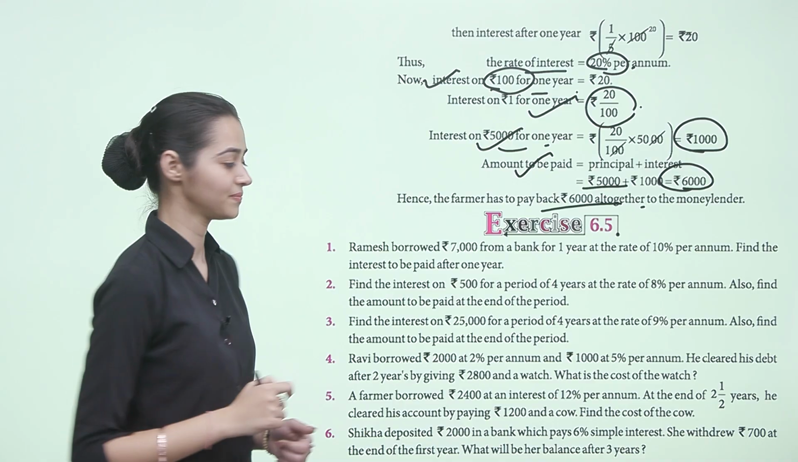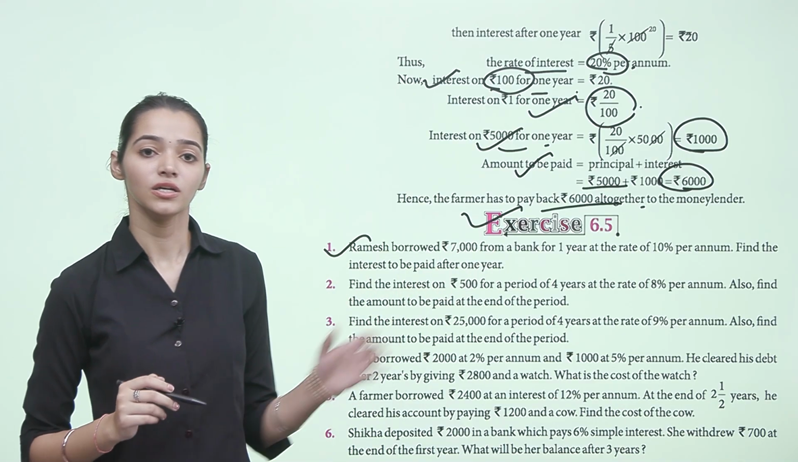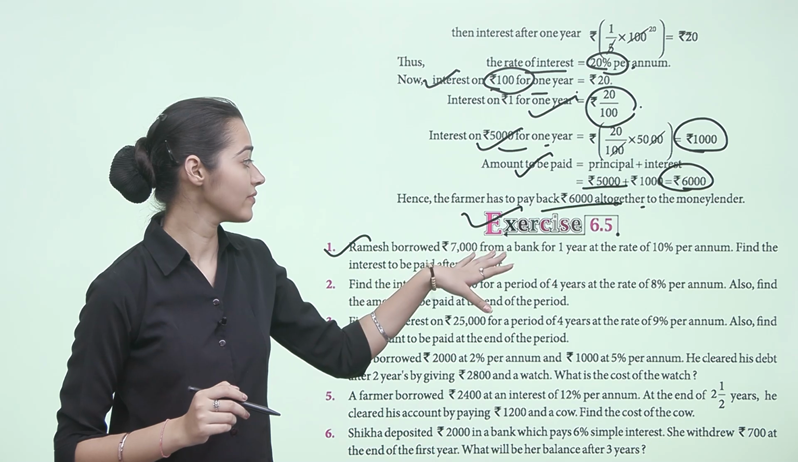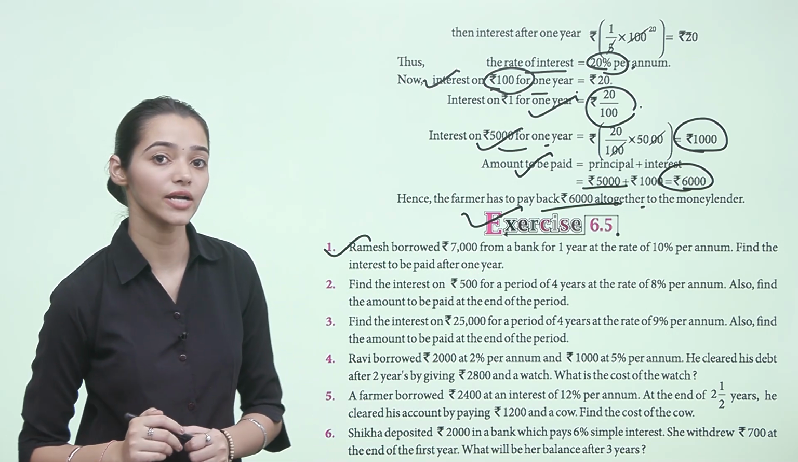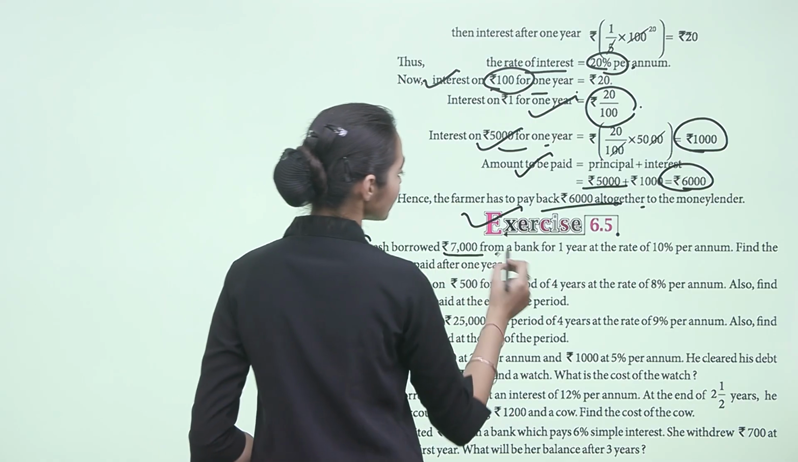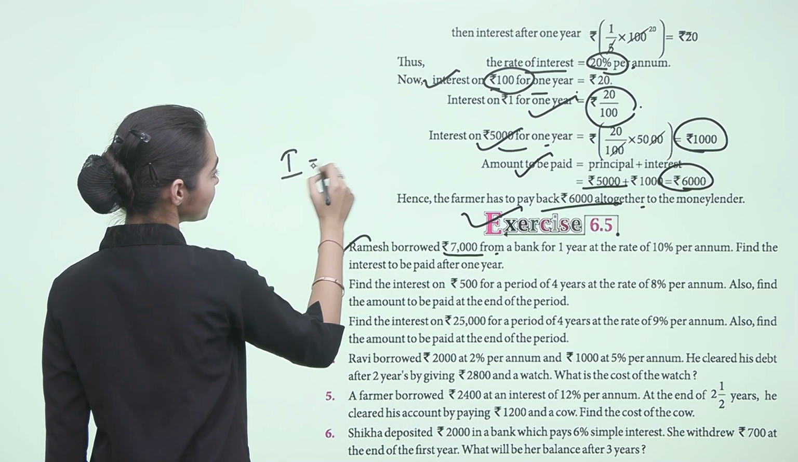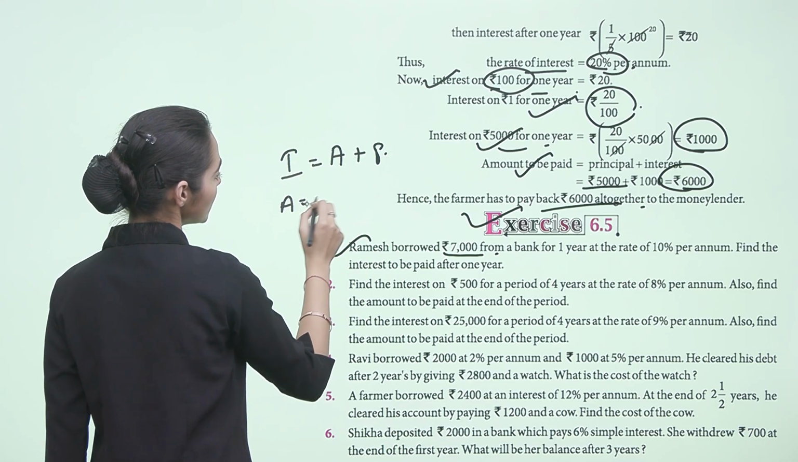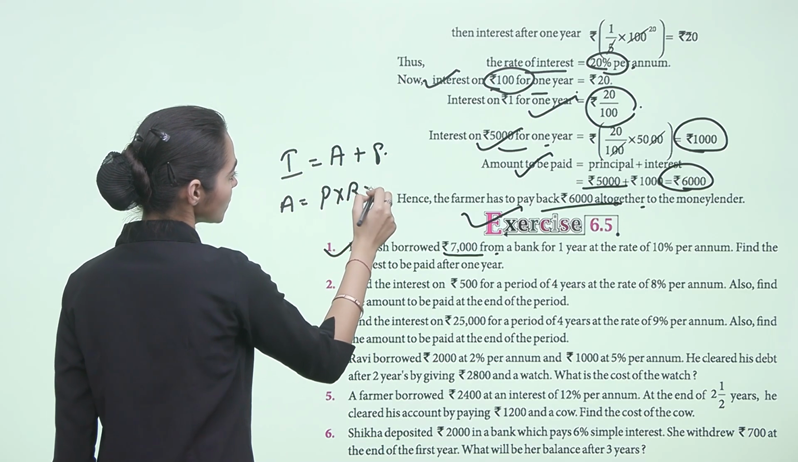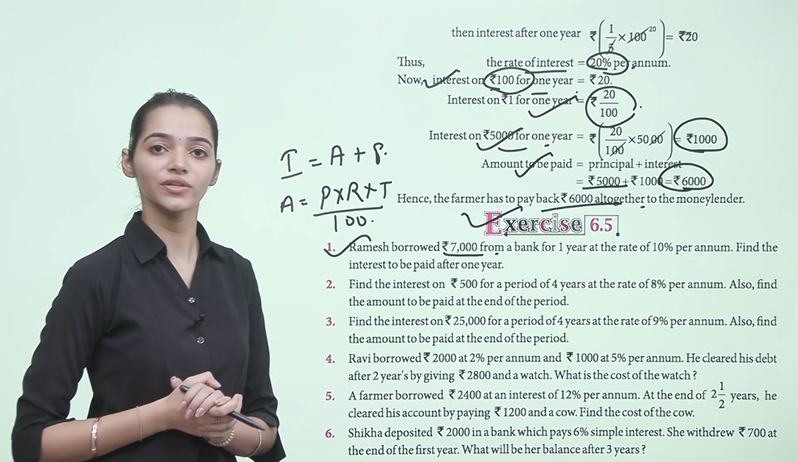Now let's start with exercise 6.5. In the first one, we are told that Ramesh borrowed 7,000 from a bank for 1 year at a given rate percent per annum. What is the interest he had to pay? So this is our principal, and interest is P into R into T upon 100. That's how you can solve the remaining ones.